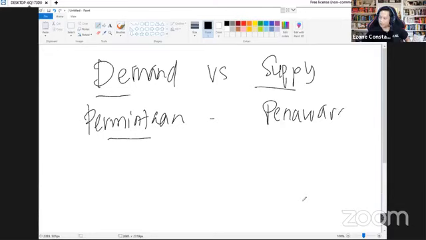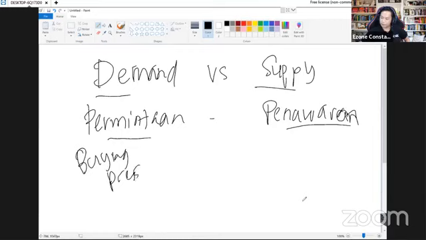Okay, this is the psychology behind it. Penawaran. Permintaan bertentangan dengan penawaran. At the same time also, this is what we're talking about: pressure, buying pressure.